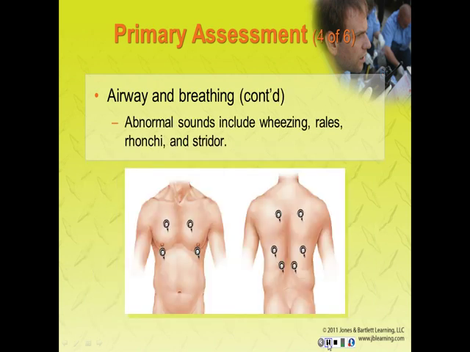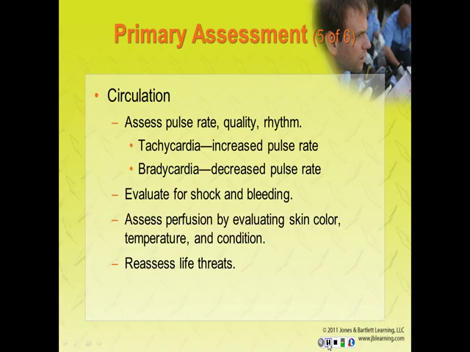Ask yourself the following questions. Is air going in? Does the chest expand with each breath? Does the chest fall after each breath? Is the rate adequate for the victim's age? Determine whether breath sounds are normal, whether they're vesicular or bronchial, or decreased, absent, or abnormal, which are adventitious breath sounds. You want to listen for a full respiratory cycle. And abnormal sounds include wheezing, rales, rhonchi, and stridor. And this picture shows you where you should place your stethoscope to listen to lung sounds. You should then assess circulation.